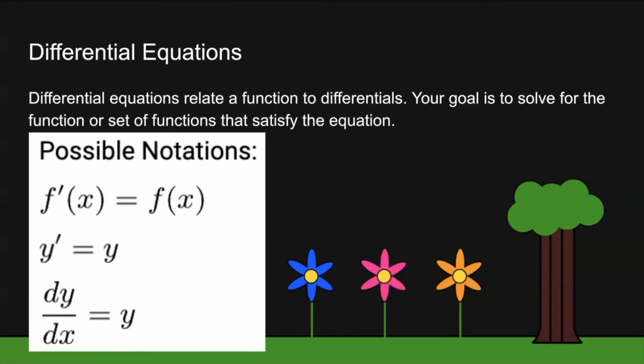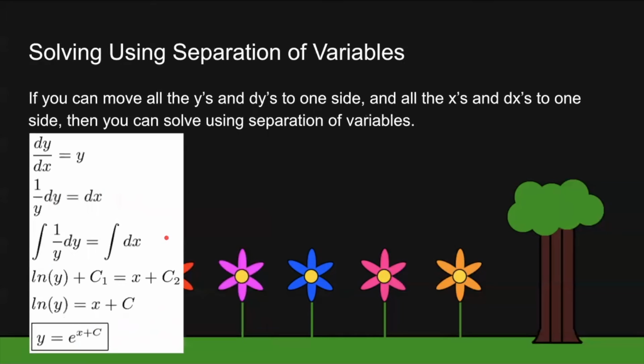You know that e to the power of x would work for f of x in this case, but are there any other solutions? Well, you can determine that using differential equations. So let's solve this differential equation right here. You can do that using separation of variables. Move all the y's and dy's to one side and all the x's and dx's to one side. So we can do that by dividing both sides by y and multiplying both sides by dx. So then on the left side, we only have y and dy. On the right side, we only have x and dx.